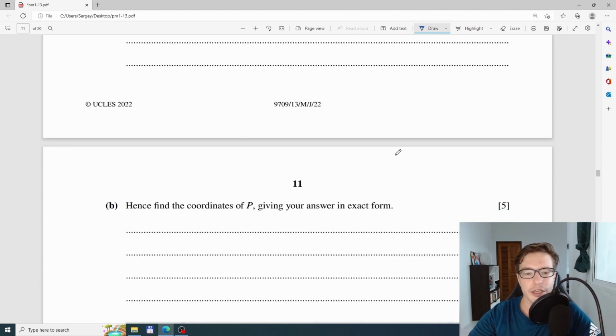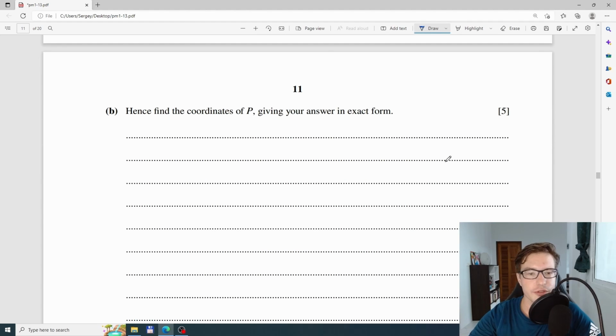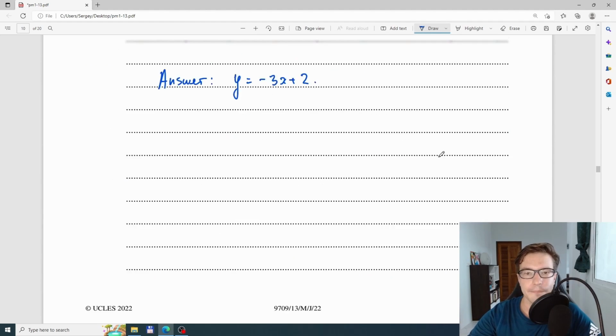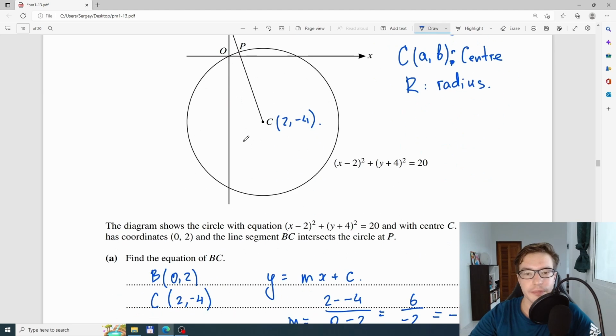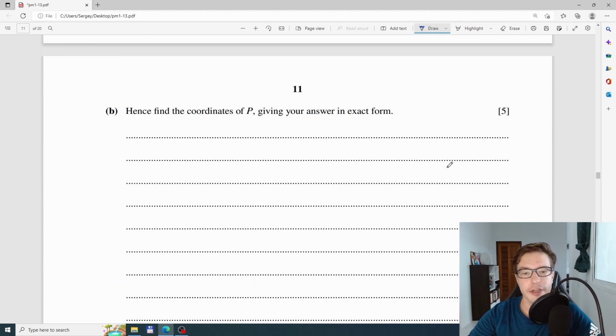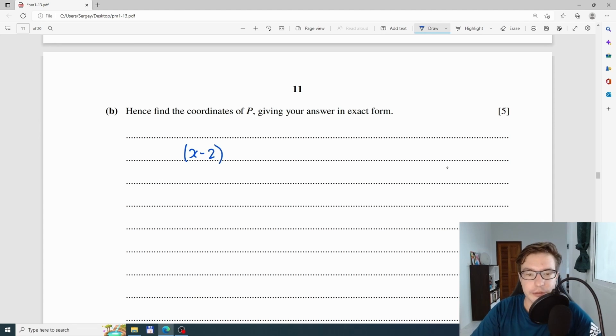Let's have a look at the next one. Hence find the coordinates of P. And P is the intersection of the circle and the line. Now, whenever you have to find intersection, that probably means you'll have to solve simultaneous equations. So let's write it down.